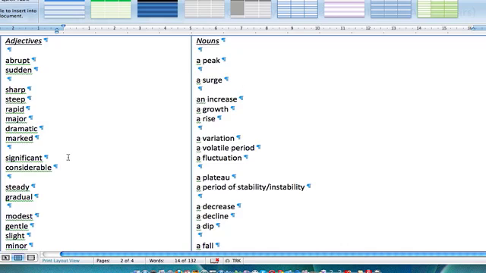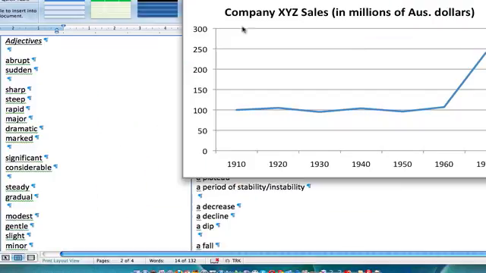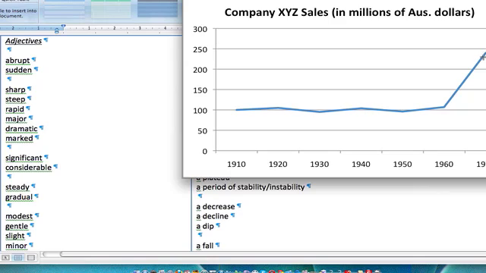Now, you can couple these adjectives with the nouns that you see on the right side. And let's go through the meaning of each of these nouns. For the first, we have a peak. Now, a peak marks a point in the trend that is the highest or the largest value. And typically a peak would happen sometime in the middle of the graph. So for example, if I take this here, we could describe this as a peak.